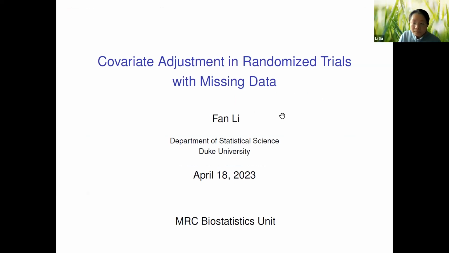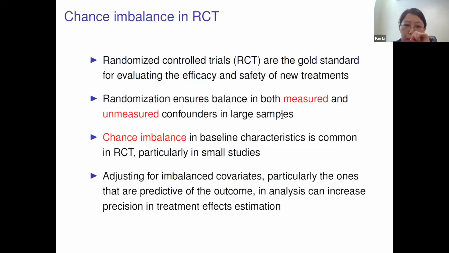Yeah. So today I'm going to talk about some work. Today's talk is almost half tutorial or overview of the topic and half some very recent work that I've been working on. The general topic is covariate adjustment in randomized trials with missing data. Just to give you some overview.